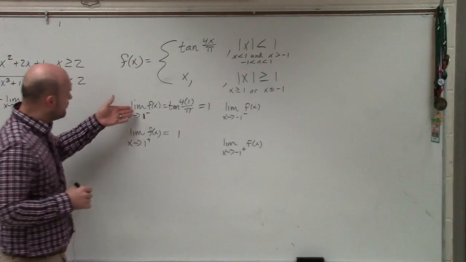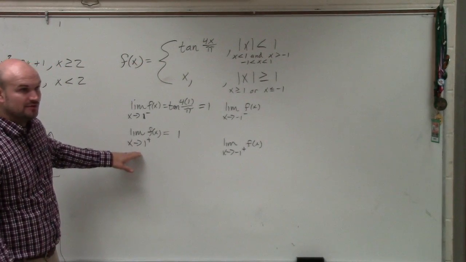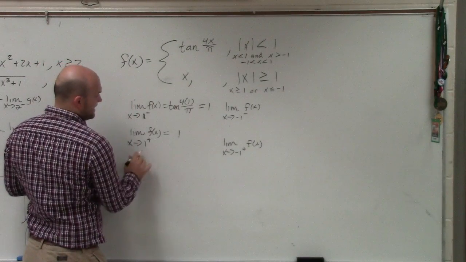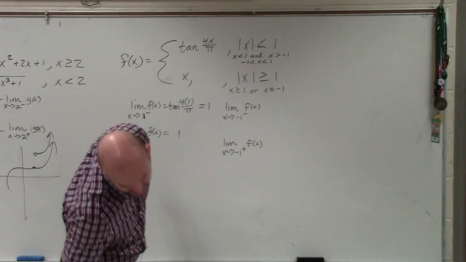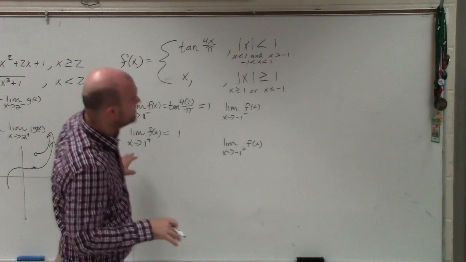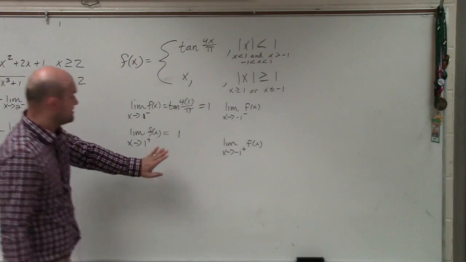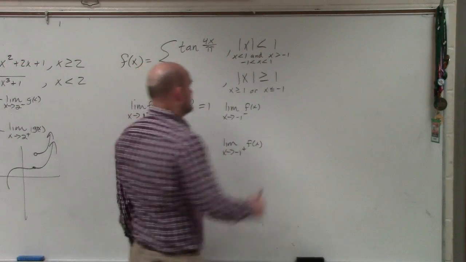So does the limit at 1 from the left and the limit from the right equal each other? Yes. So we can say that that is continuous. Again, the question was just asking which are the discontinuities, or is it not continuous? Well, it's not discontinuous at 1, so let's check negative 1.